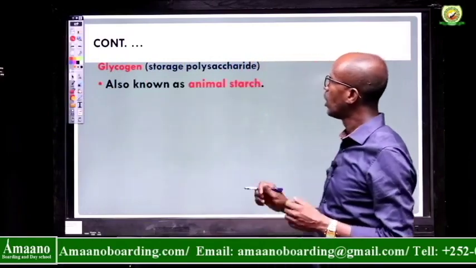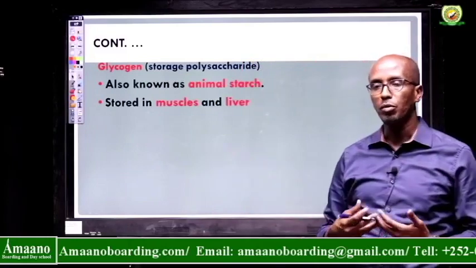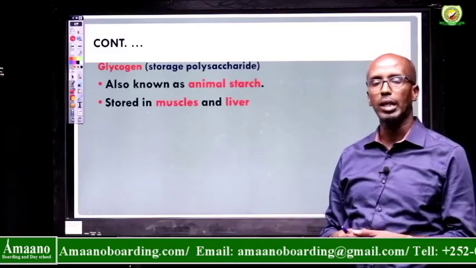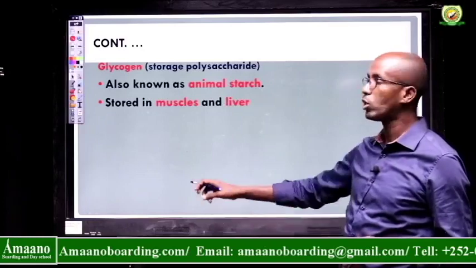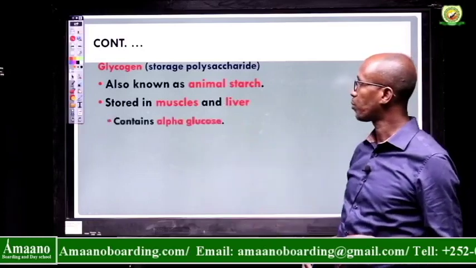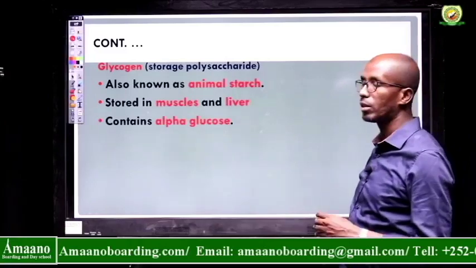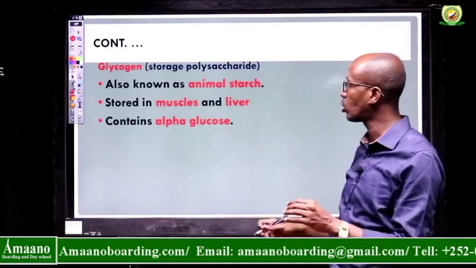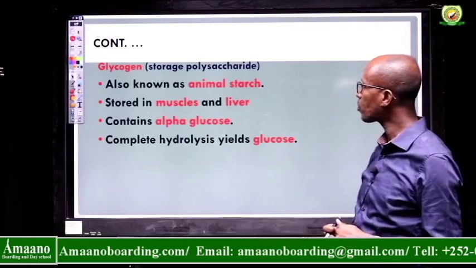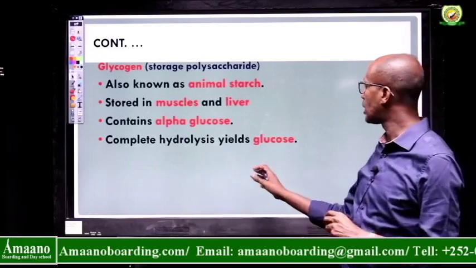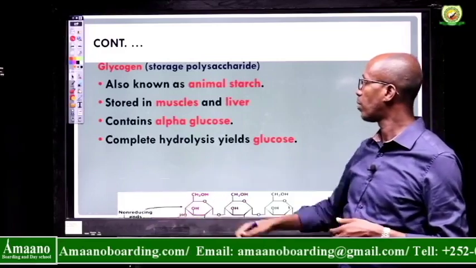It is stored in the muscles and liver. When you eat food which contains starch, most of the starch is converted into glycogen and stored in the muscles and the liver. It contains alpha glucose, which means, as previously we learned, that there are two types of glucose molecules, alpha and beta. So glycogen is composed of alpha glucose. It's completely hydrolyzed to yield glucose. That means it's being broken down to provide glucose.